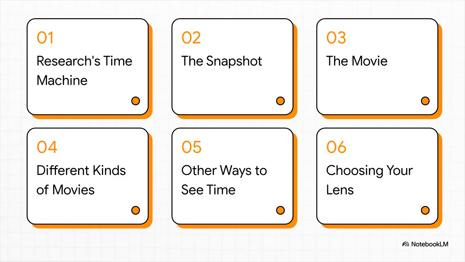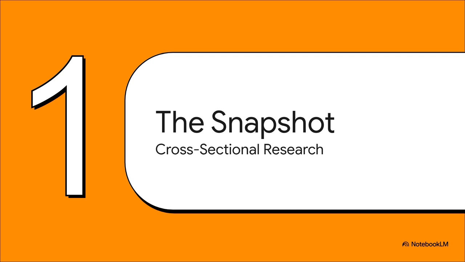Okay, so here's our game plan. We'll kick things off with the snapshot, then we'll dive into the movie and all its different genres. We'll also check out some other cool ways researchers see time, and then we'll wrap it all up by figuring out how you choose the right lens for the job. Let's get into it. First up, the snapshot.